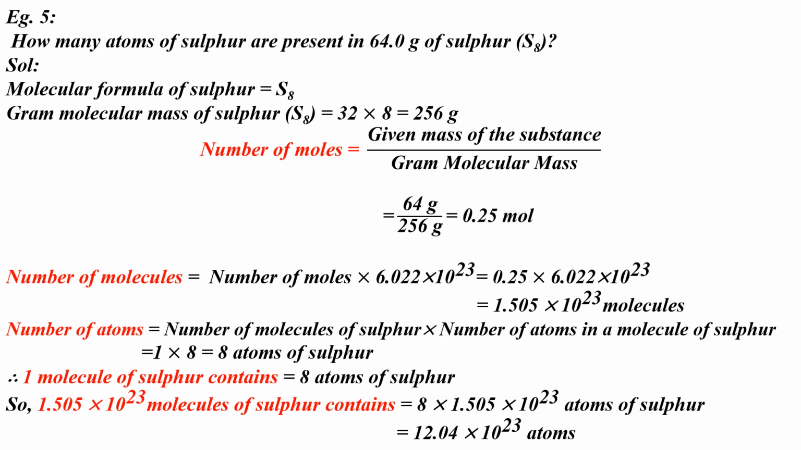Here in 64 grams, how many molecules of sulfur are there? 1.505 times 10 power 23 molecules of sulfur. Now our aim is to find the number of atoms of sulfur present in 1.505 times 10 power 23 molecules of sulfur. This is obtained by multiplying 1.505 times 10 power 23 with 8. So you get 12.04 times 10 power 23 atoms as the number of atoms present in 64 grams of S8.